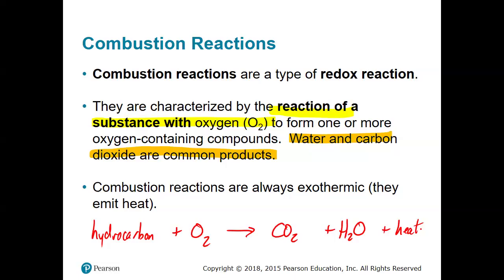So something to be on the lookout for as far as identifying combustion reactions is this. If I notice that carbon dioxide and water are my products, there's a really good chance I'm looking at a combustion reaction here. The reactions of hydrocarbons with oxygen to make carbon dioxide and water are really common telltale signs that a combustion reaction is taking place.